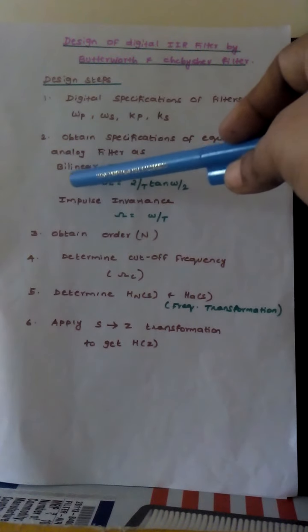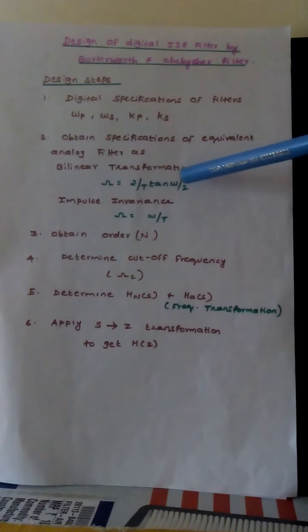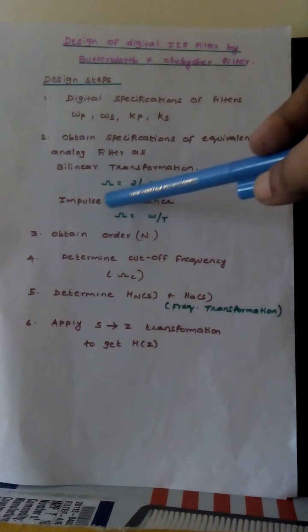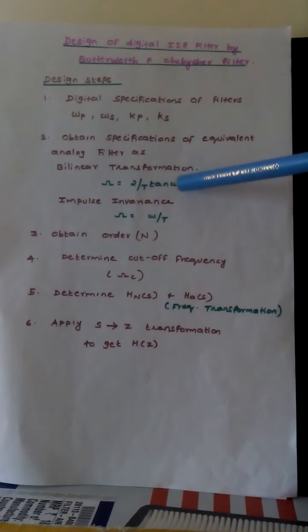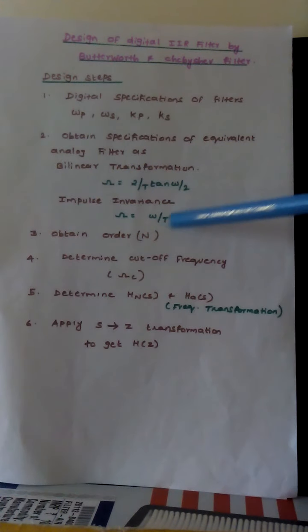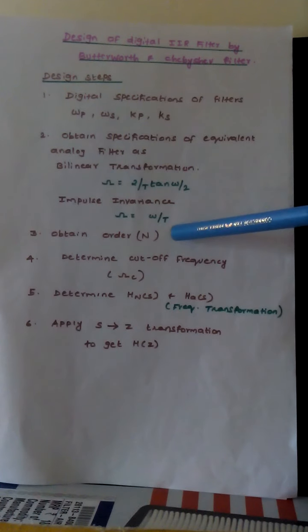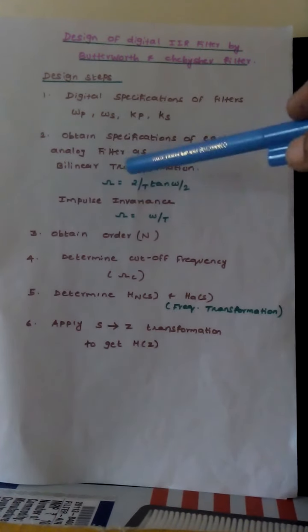If it is a bilinear transformation, the digital frequency will be converted into analog frequency. This is the formula: omega equal to 2 by T into tan of omega by 2. If it is impulse invariant, the analog frequency will be equal to the digital frequency divided by T. Using this we convert the digital frequency into an analog frequency.